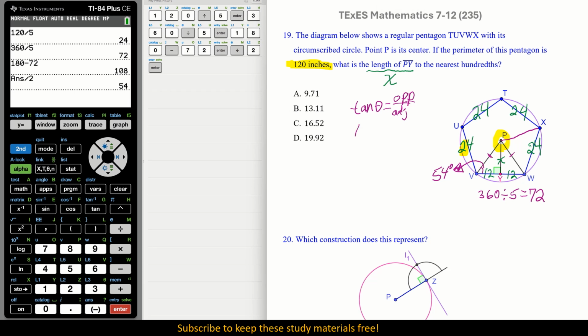We have the tangent of 54 equals the opposite, which is our x, over the adjacent, which is our 12. And that's just using what we know about one side of our triangle. That's really all we need. Okay, now with a little bit of manipulation, that is, multiplying both sides by 12.